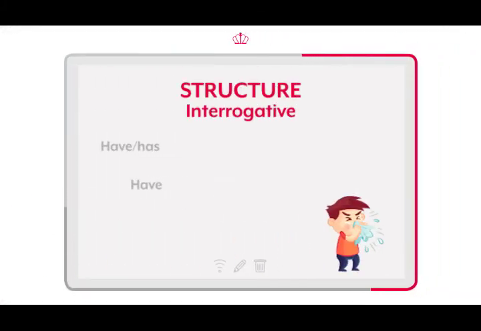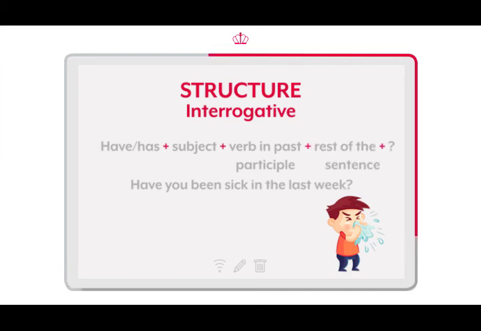In the interrogative form, we have to start with the auxiliary have or has, then the subject plus the past participle of the verb and the complement of the sentence. En la forma interrogativa, tenemos que empezar con el auxiliar have o has, después el sujeto, más el verbo en pasado participio y el complemento del enunciado.